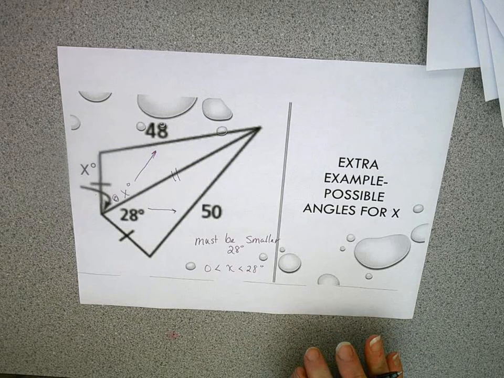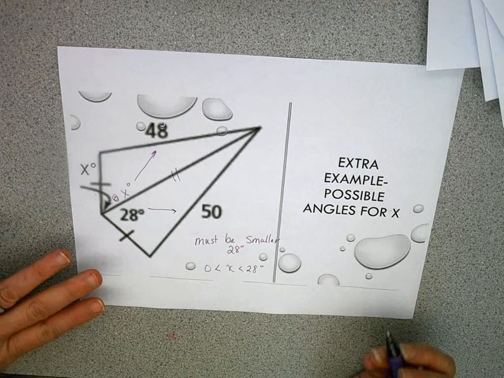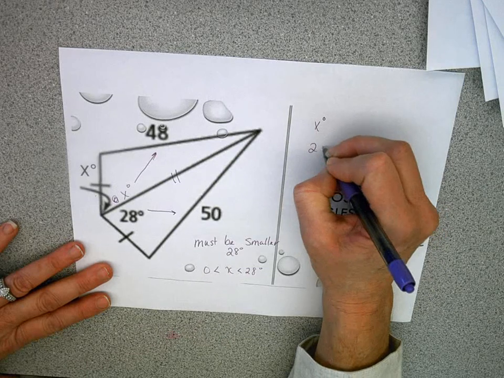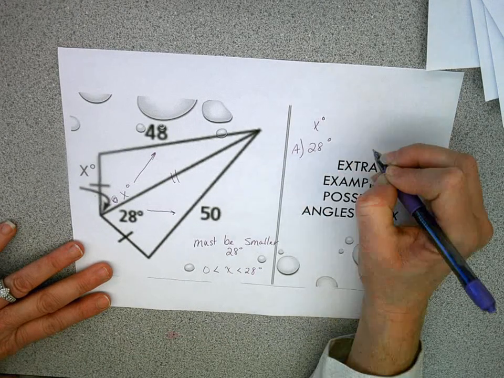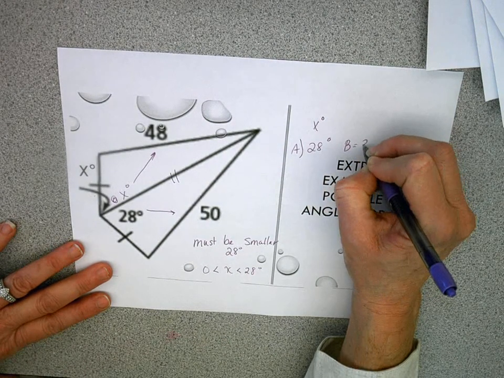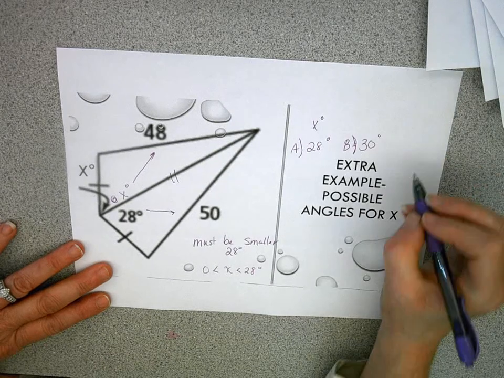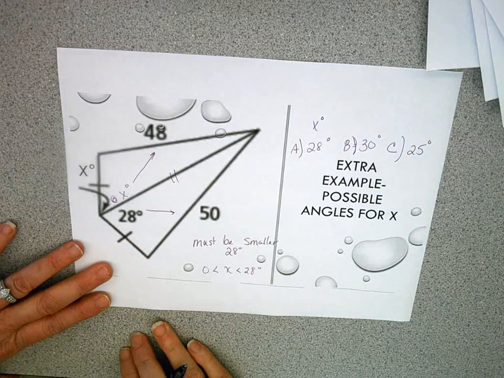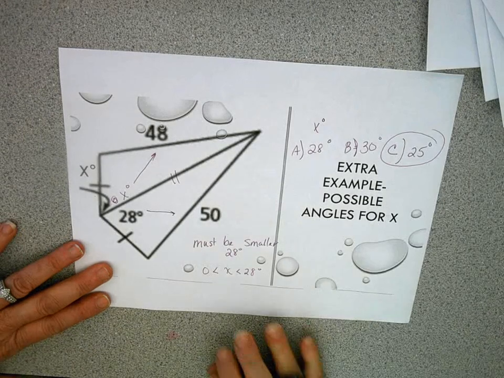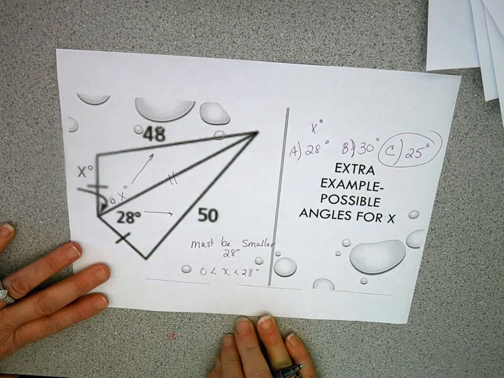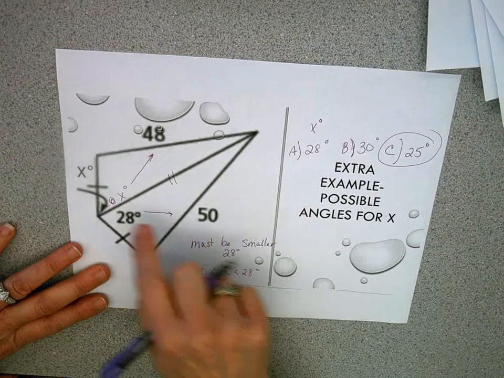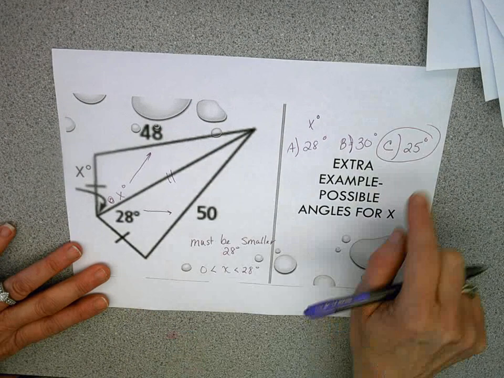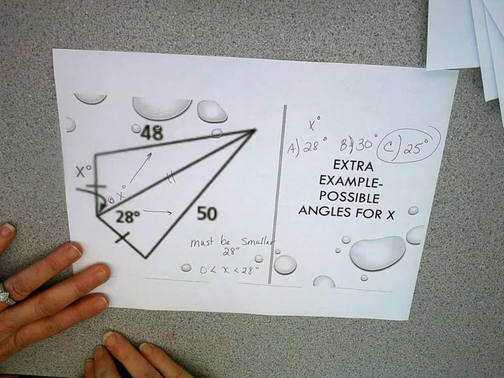So on your homework, if I asked you multiple choice, angle x, could it be 28 degrees? Could it be 30 degrees? Oops, sorry. Could it be 25 degrees? Your answer would be, it could be 25 degrees. I can't prove it, but I know it could be. It can't be 30 because 48 is smaller than 50. Can't be equal because they're not equal, but it could be 25. So that's going to have to come up on your homework.